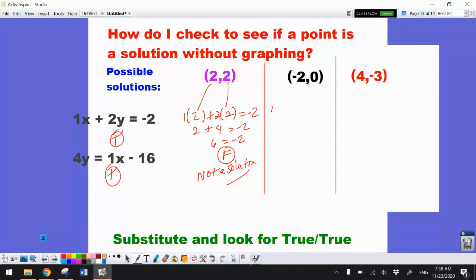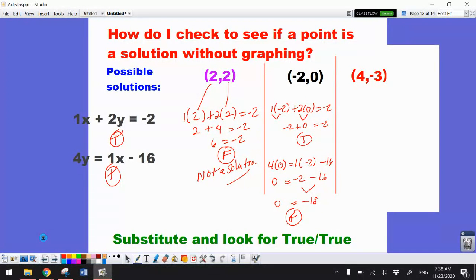Let's try the next one. So 1 times -2 plus 2 times 0 equals -2. Well, 2 times 0 is 0, and 1 times -2 is -2. So I see that so far, -2 equals -2. That one's true. Okay, now we have to try the other one. But this is a y, so there's a 0. 1 times -2 minus 16. Okay, so 0 equals -2 minus 16. Well, that's a -18. That's false. So this one is not a solution. So far, this one didn't work and this one didn't work.